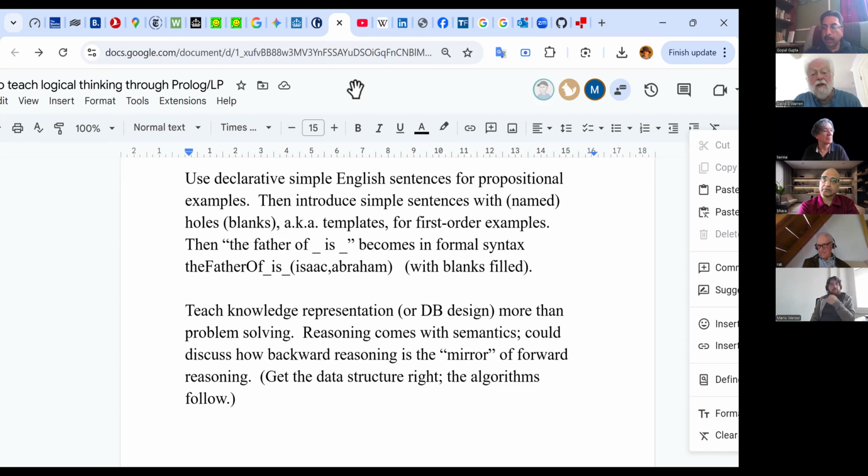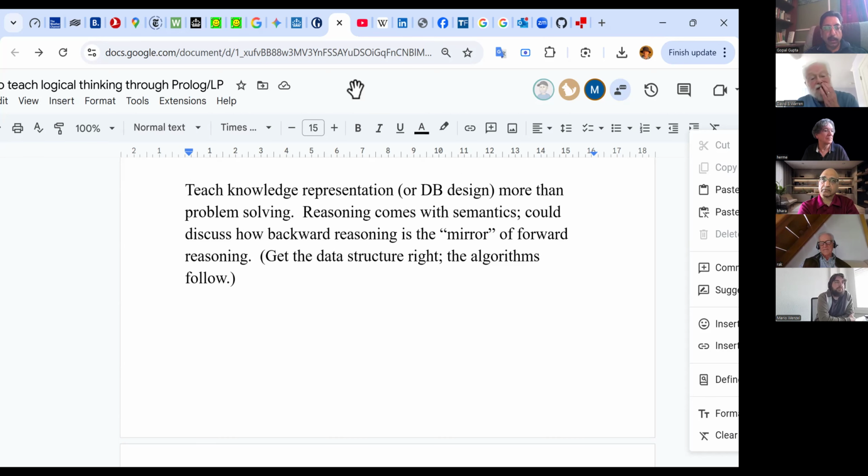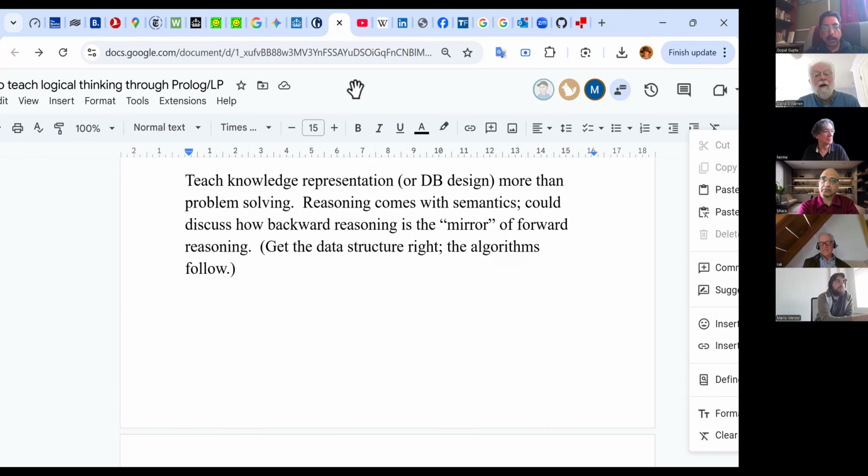Should we teach knowledge representation or database design more than problem solving? After our discussions online, I would now say I want to teach truth representation. I think we want to represent true things and convey the idea of truth conditional semantics. That is, a sentence is true if it corresponds to a true statement in the world. And we can talk about which world, but we're talking about true statements.